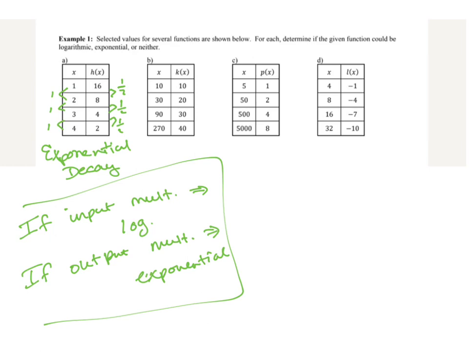It's decreasing. Concave up or down? Concave up, because it looks like a cup, like this. It's going to be decreasing, but concave up. Okay? It's above the x-axis. Cool. All right, moving on to B.